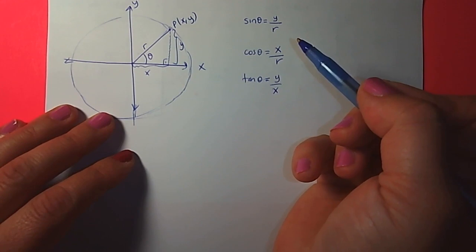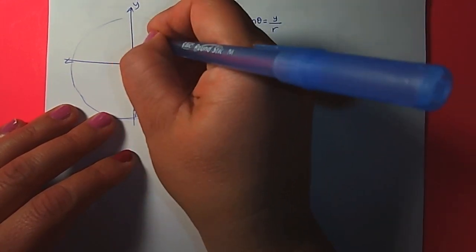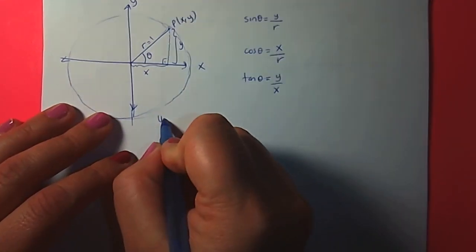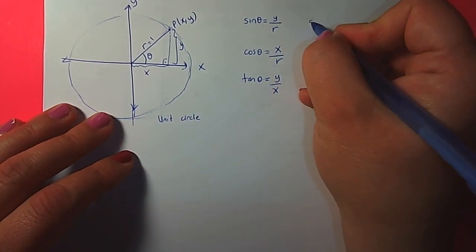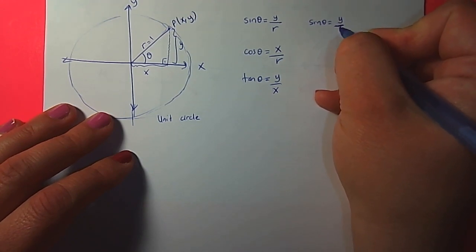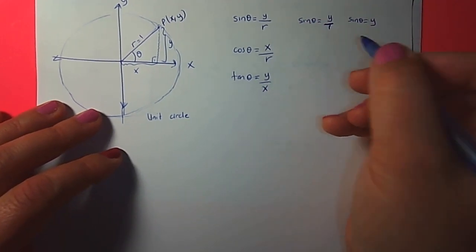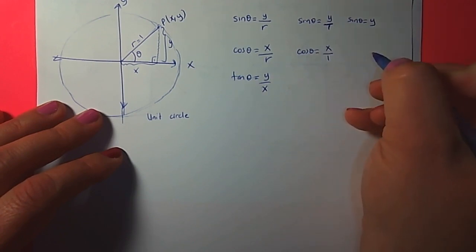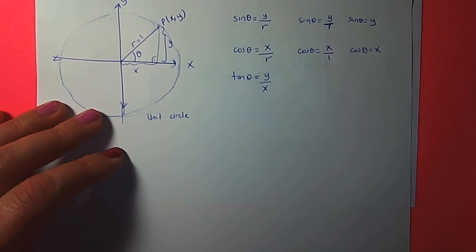Okay, how about if the radius of this circle is 1? If the radius is 1, then that circle is called a unit circle. If that is the case, then we get y over 1, so we get sine theta being y. How about cos theta? So cos theta equals x over 1, and we get cos theta equals x.